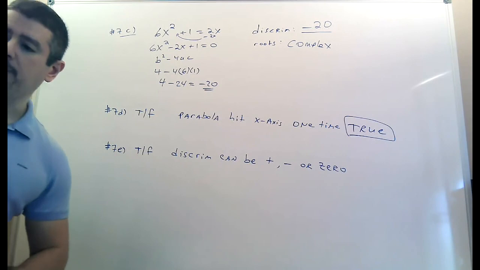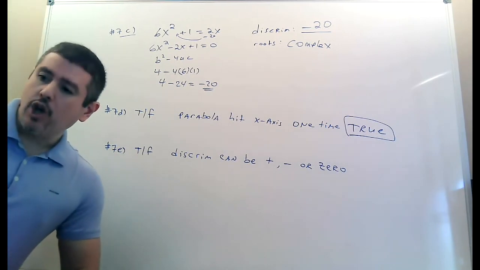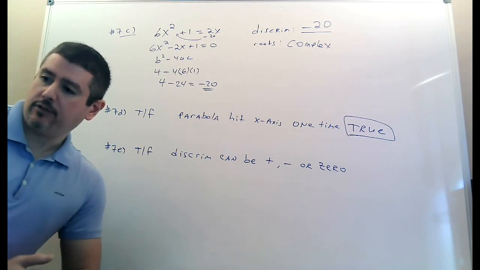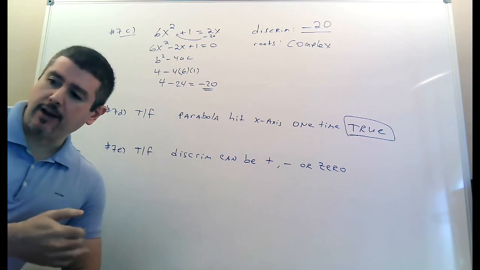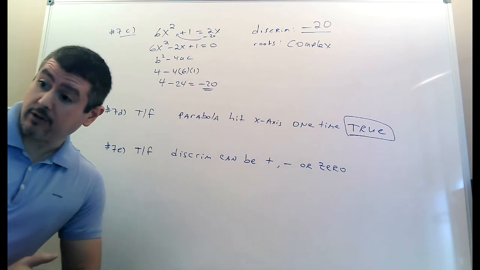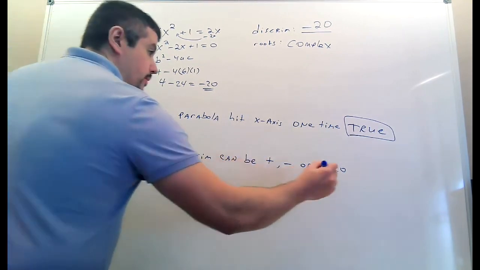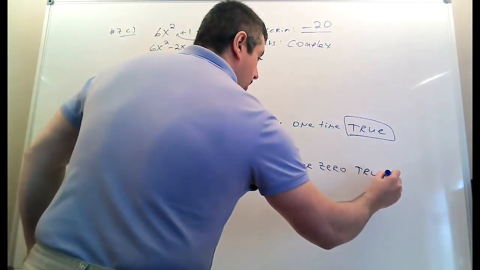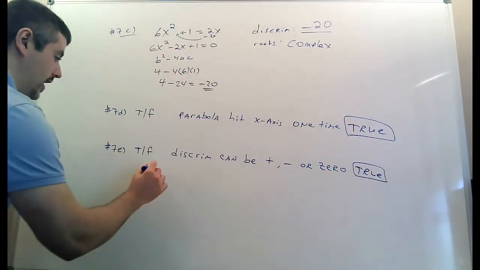Now this one we talked about in class a little. The discriminant. You already know the discriminant could be plus or minus. If it's plus, the roots are real. If it's minus, the roots are complex. But could it be 0? And I said to you in class, yes, it can be 0. So this is true.